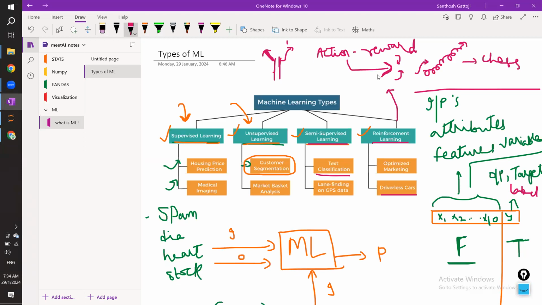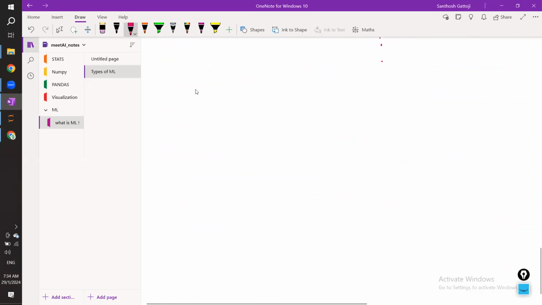As I said, it works on an action-reward system, which we don't practically use. Coming to that, we also have another type of ML, which comes under the recommendation system, guys. Which is a recommendation system.